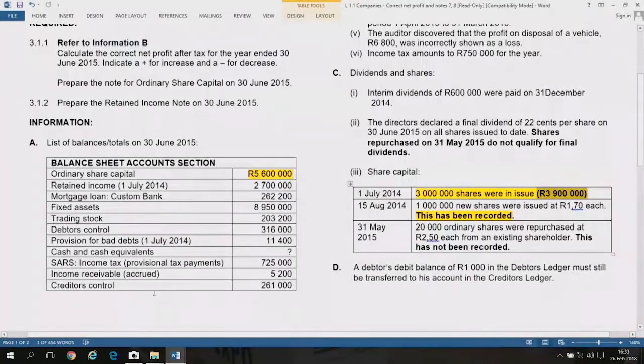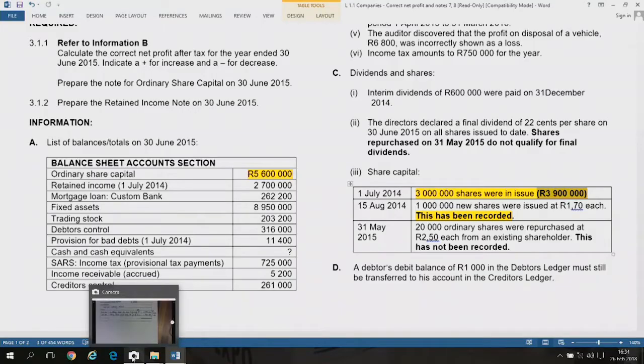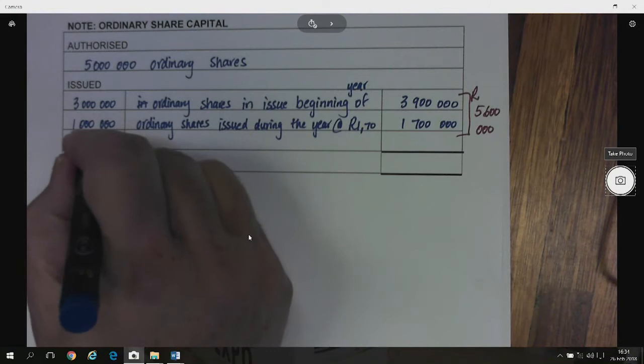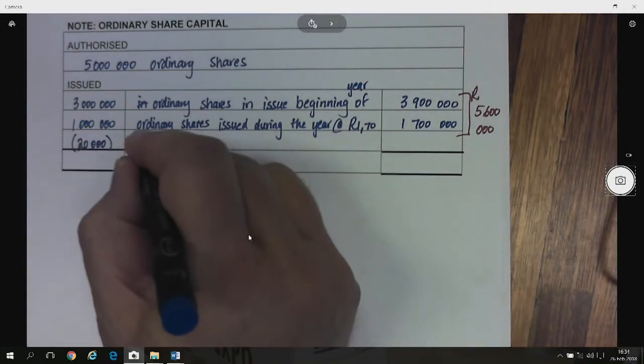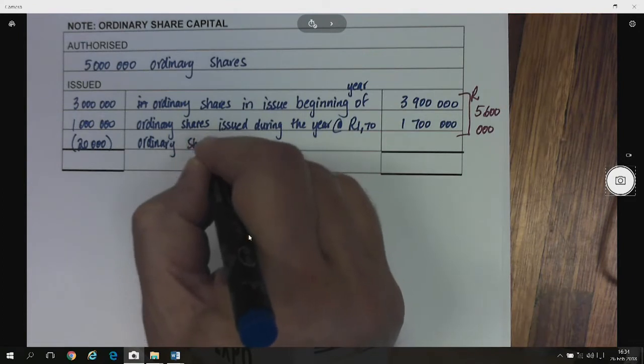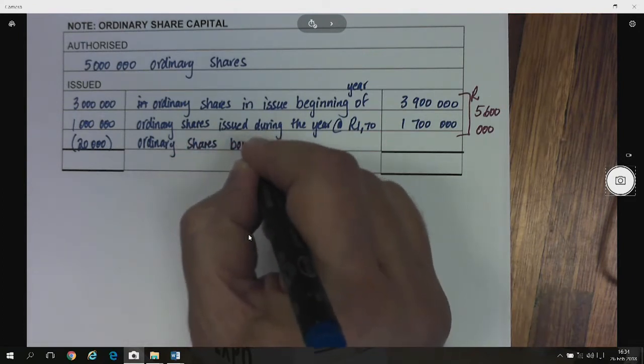We buy back shares, 20,000 at R2.50. This has not been recorded. 20,000 shares at R2.50. I write the 20,000 in brackets there. Ordinary shares bought back.